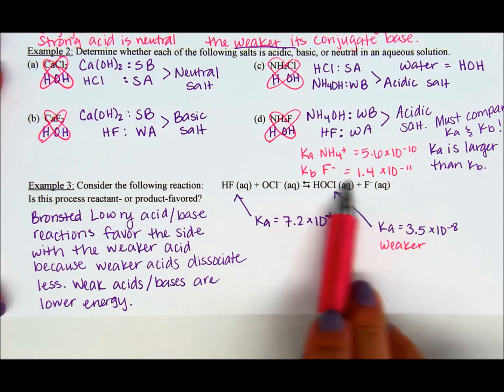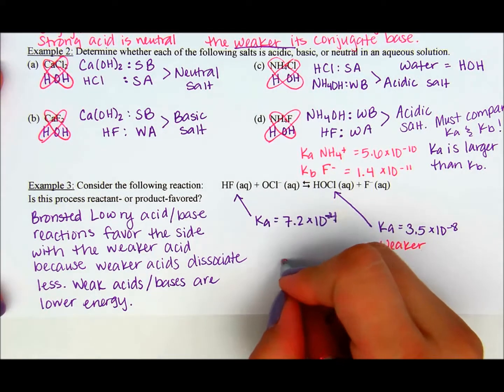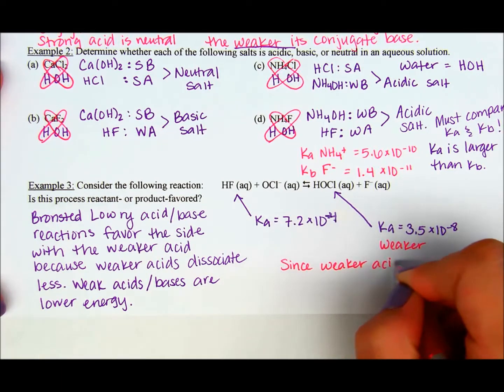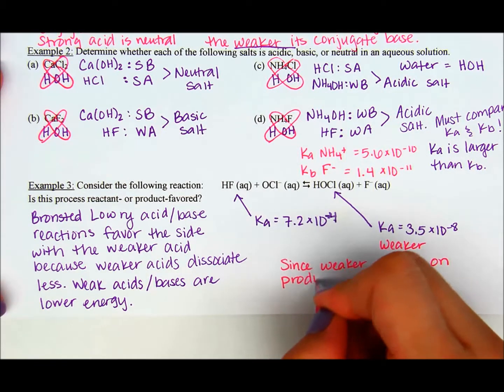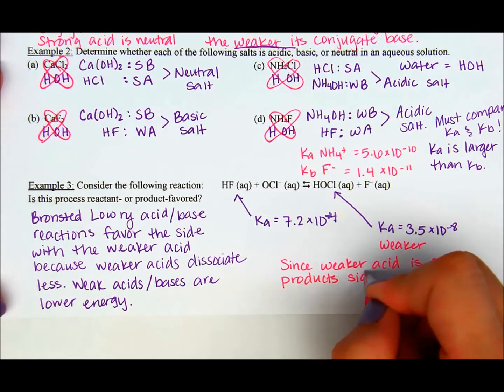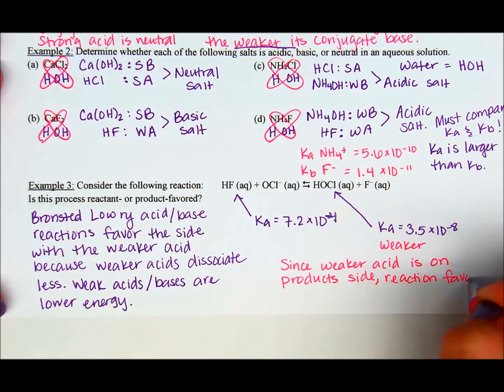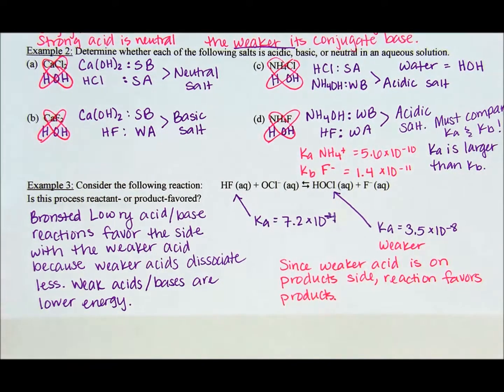And so since the weaker one's on the product side, the reaction shifts right, favors the products. So since the weaker acid is on the product side, the reaction favors the products. Okay, that is it for lesson 4.3.1 on strengths of acids, or video 4.3.1.